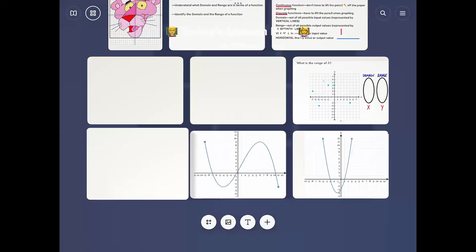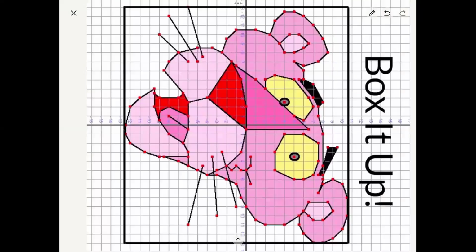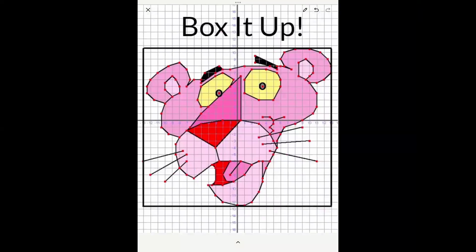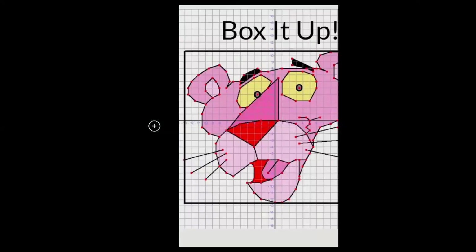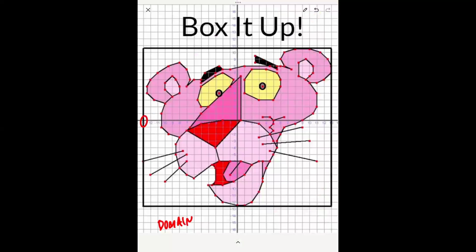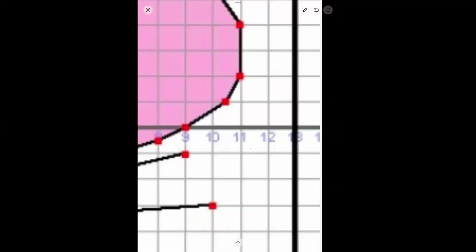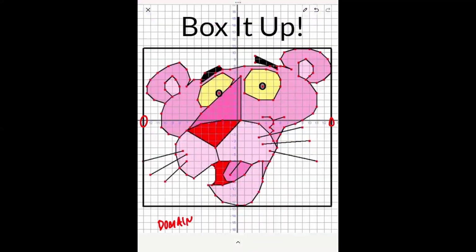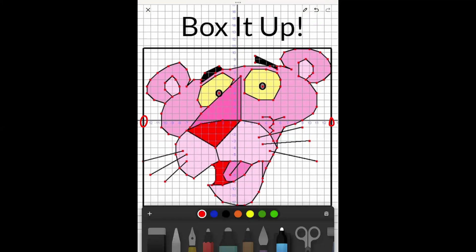Now, if you go back to the original picture that I had of Pink Panther, you can see, even though this isn't a function, we can find the domain and range for this relation. So if we wanted to know what the domain is, once you've got it boxed up, you go over here and you look, and you can see that the minimum x value is going to be a -13. And then we're going to come over to this side, and we're going to do the same thing. The maximum input is going to be a +13. So the domain goes from a -13 all the way over to a +13. We put it in brackets. We got it. Now let's do the range, and then we're going to wrap this up.